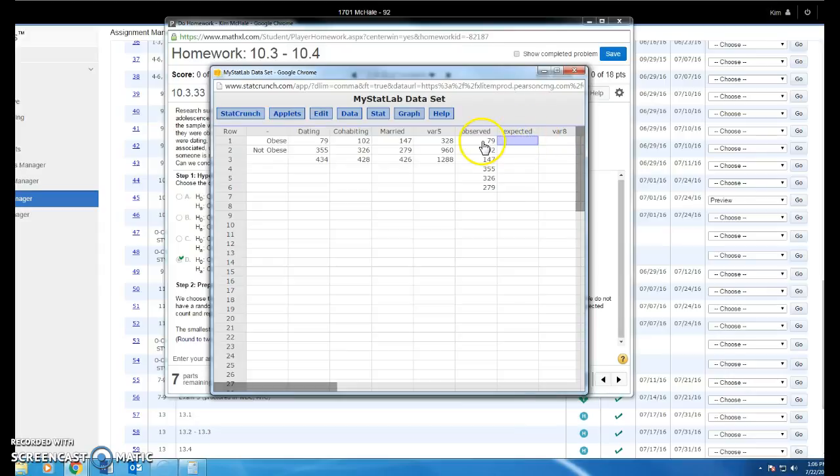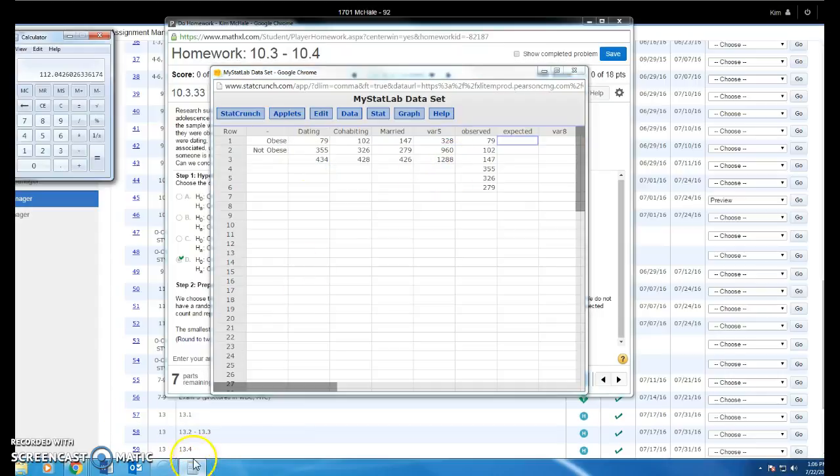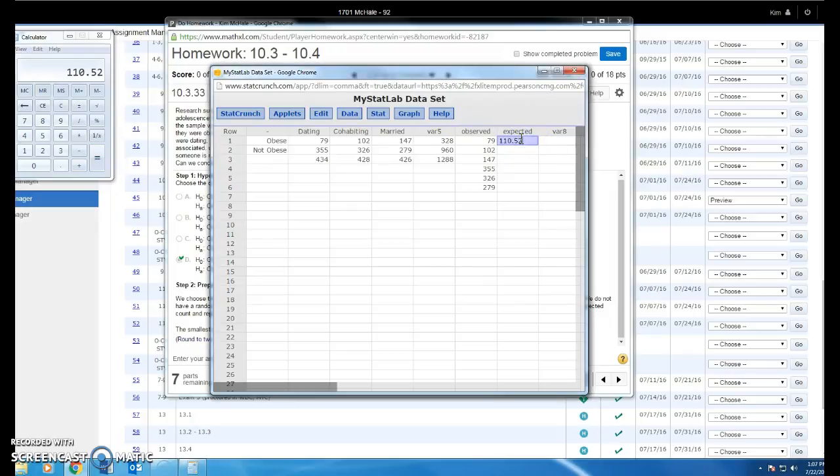And for my expected value here, that is for this cell right here. And so I need its row total, which is 328, times its column total, which is 434, divided by 1288. So I'm going to have 328 times 434 divided by 1288. And I'm going to get 110.52. I'm going to type that in, that expected. And I'm going to do that for all of these. So to find this cell, I'm going to take 428 times 328 divided by 1288.